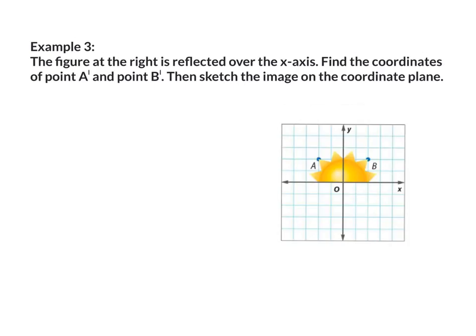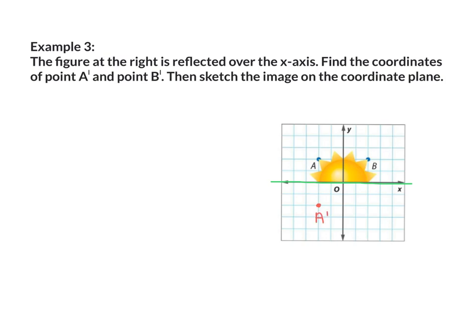Example number 3. The figure to the right is reflected over the x-axis. Find the coordinates of point A prime and point B prime. Then sketch the image on the coordinate plane. So first I'm going to start by drawing my line of reflection, which is on the x-axis. And this is also the horizontal line. So now I'm going to see how far away my points are from the line of reflection. So for point A, I'm 1, 2 away. That means I should be 2 away on the other side. 1, 2. That would be A prime.